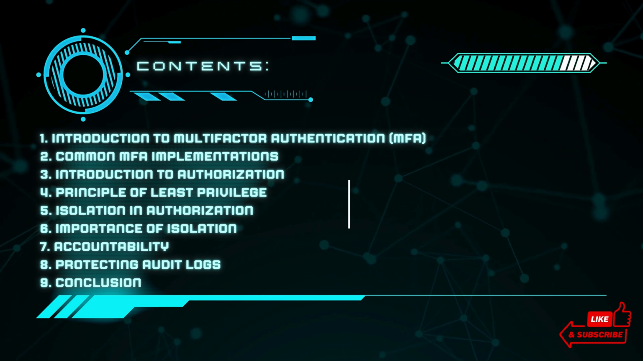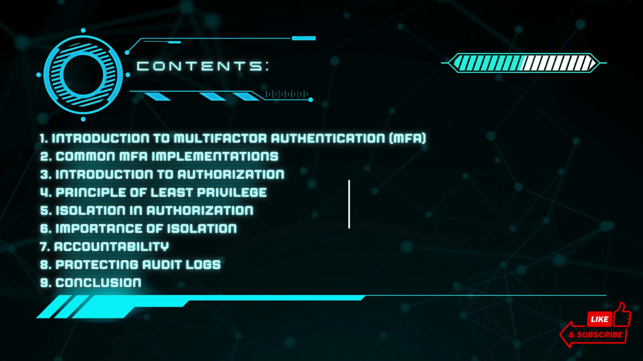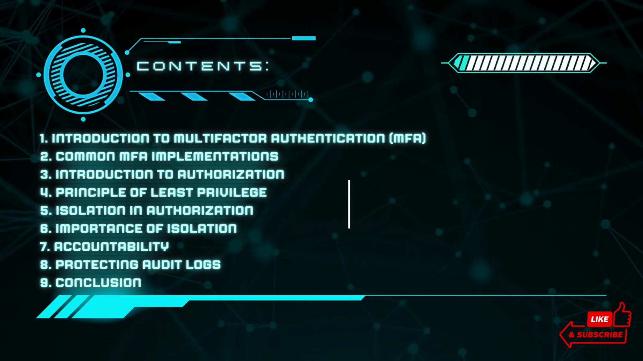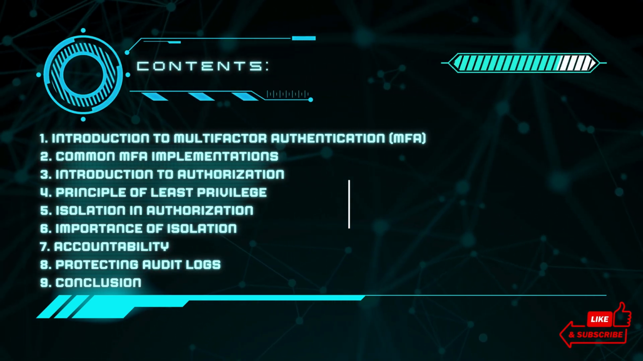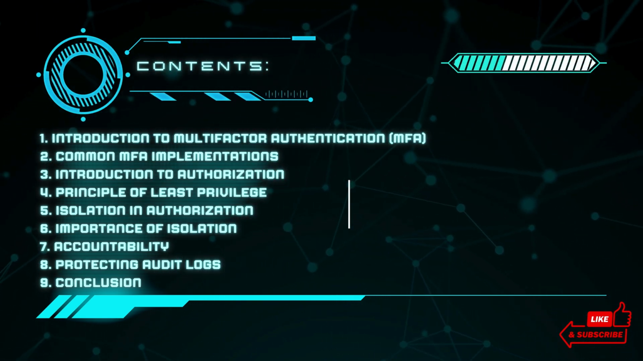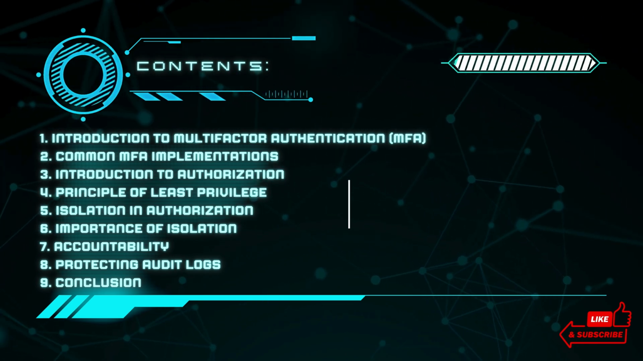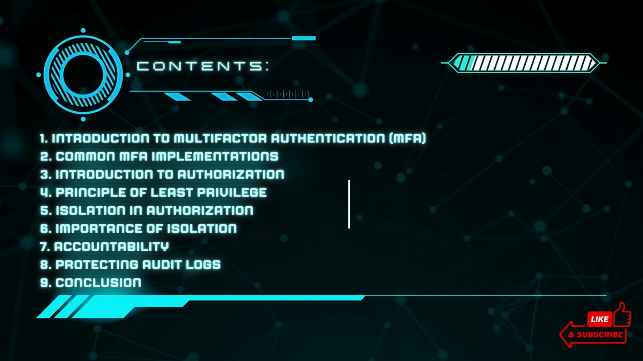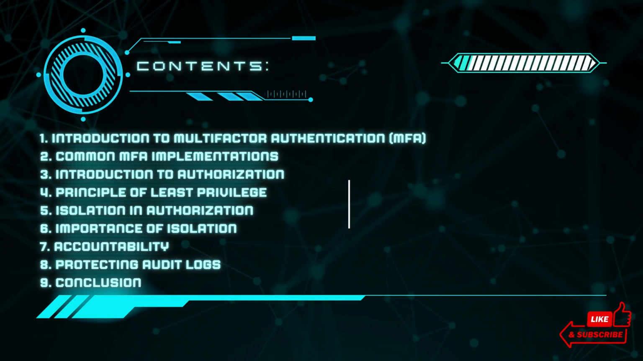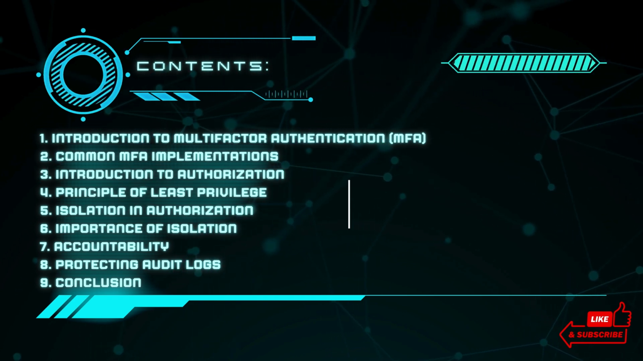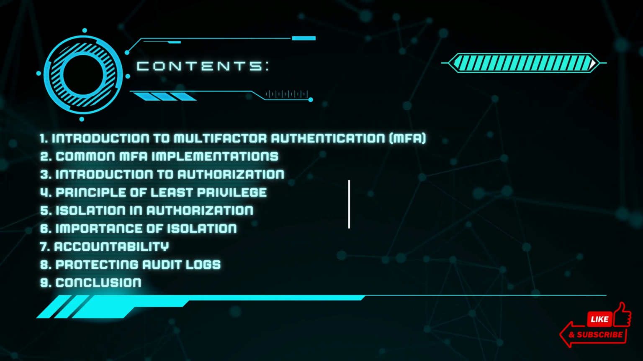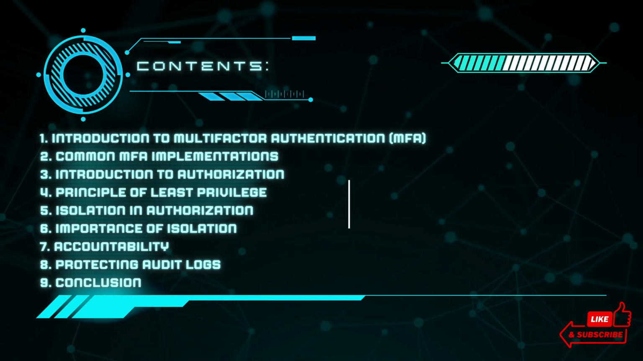Isolation in Authorization. We're going to get into how to keep things separate and secure, like rooms in a high-tech vault. Importance of isolation. Why does it matter? Spoiler. It's all about stopping trouble before it spreads. Accountability. Who's doing what? We'll dig into tracking actions and why it's a big deal. Protecting audit logs. These are like the security cameras of IT. We'll talk about keeping them safe and sound. Conclusion. And finally, we'll wrap it all up with some key takeaways you can actually use.